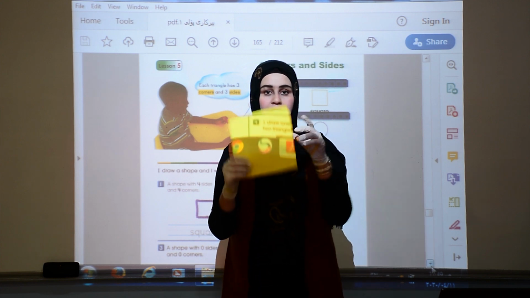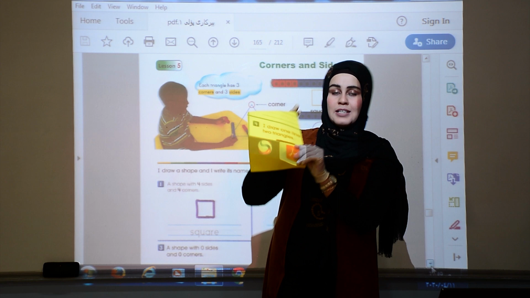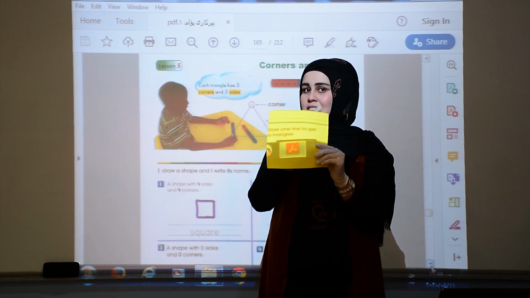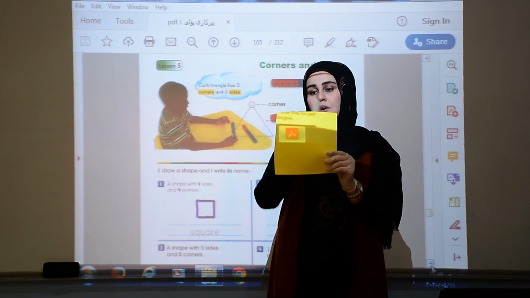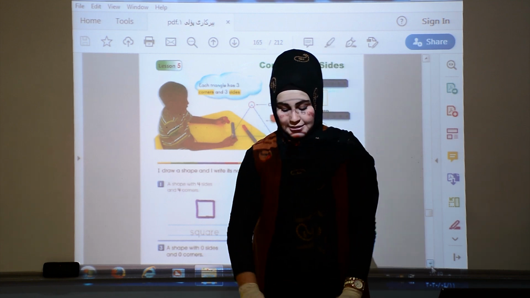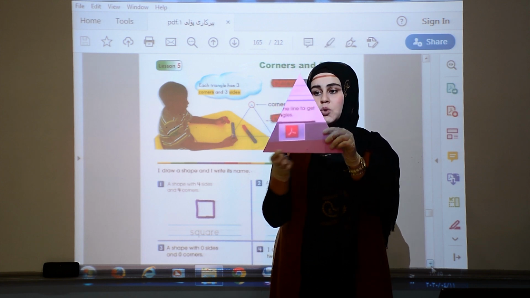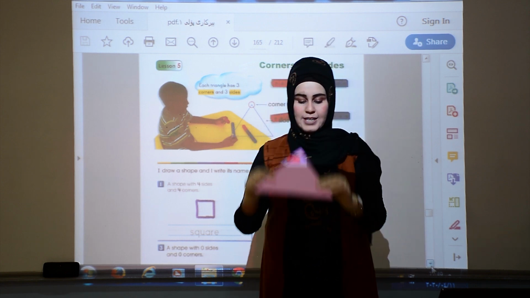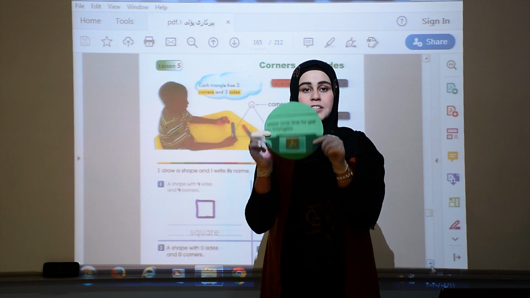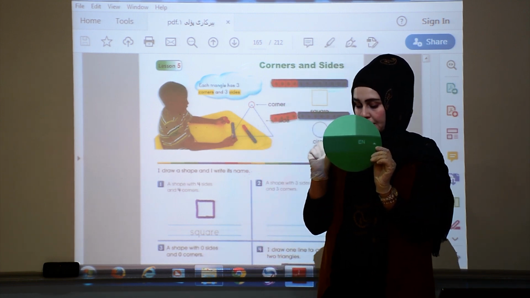Look at this shape, okay? Each line, small line or a segment line is a side. From the square we have 4 sides, okay? And from the triangle we have 3 sides. 1, 2, 3. That is side. And circle, it doesn't have any side and corner.